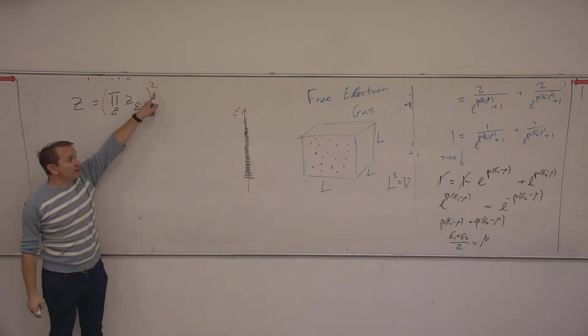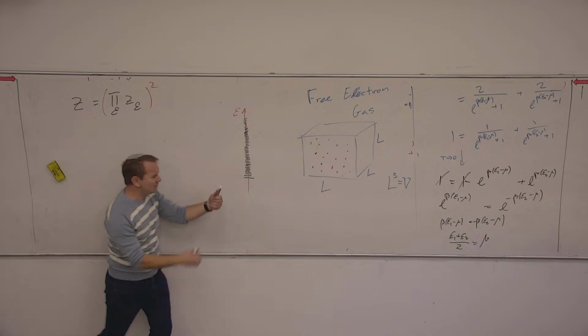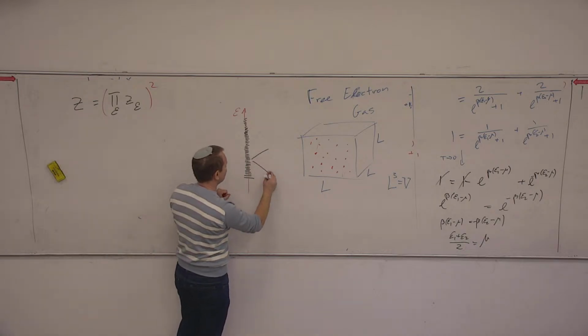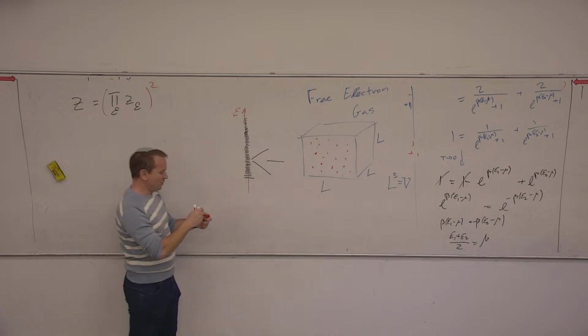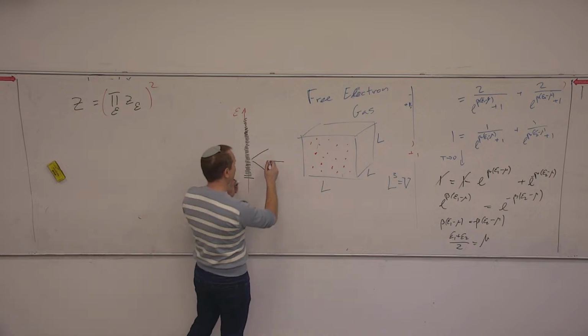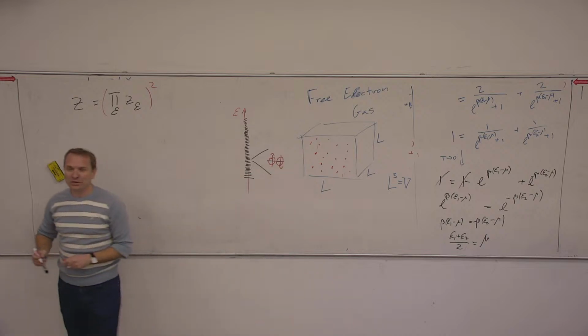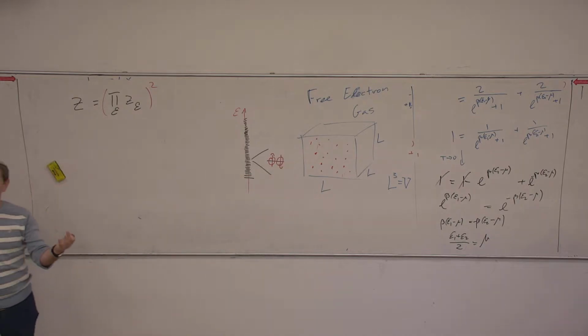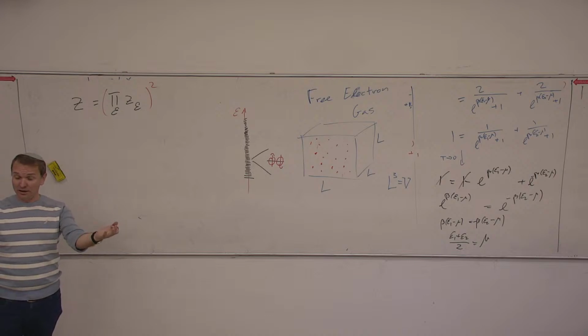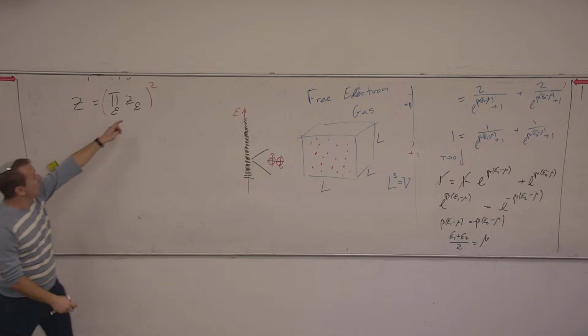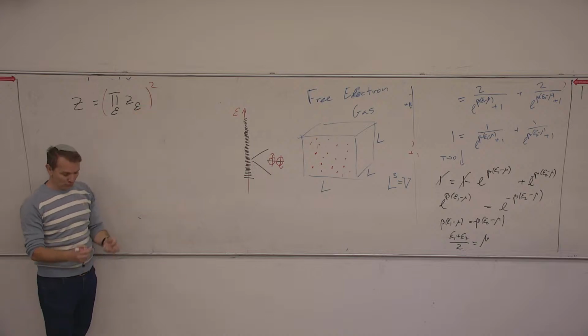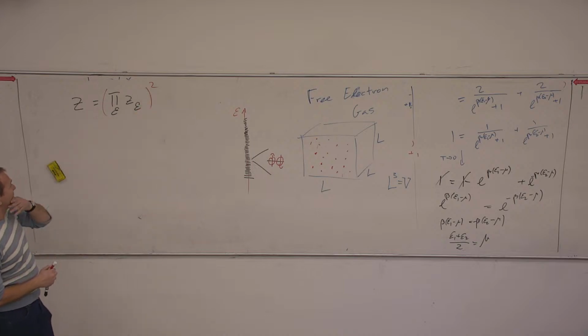The power of 2 is because each of those tiny levels can occupy particles with spin up and particles with spin down, and we can treat them as if they are different energetic levels. So therefore, we will have the power of 2 due to the degeneracy. Great.